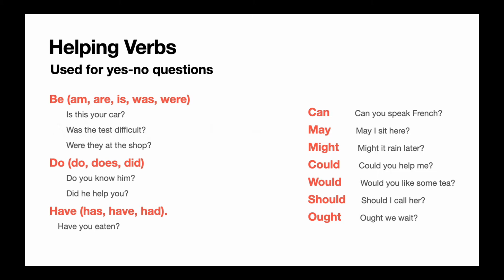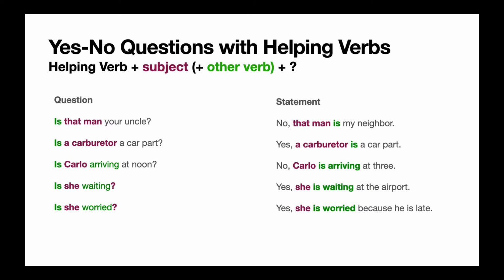In the second column over here, we have other helping verbs that can also be used for yes or no questions. We haven't talked about these helping verbs yet, but you would use them in the same way at the beginning of a question. When we make questions with helping verbs, the helping verb comes first, followed by the subject, and then, if necessary, the other verb.